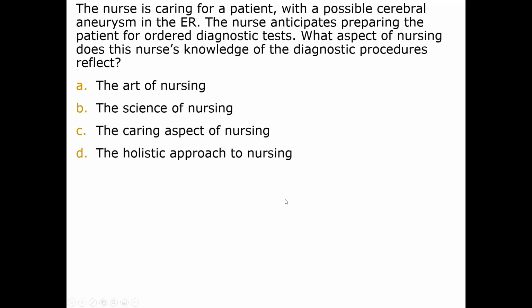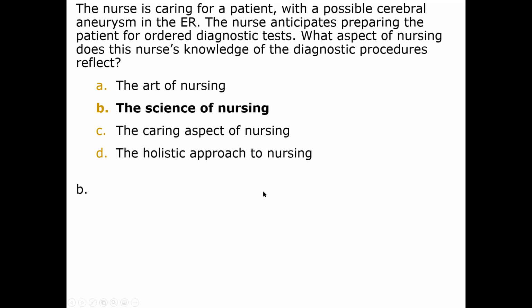The nurse is caring for a patient with a possible cerebral aneurysm in the ER. The nurse anticipates preparing the patient for ordered diagnostic tests. What aspect of the nursing process does this nurse's knowledge of the diagnostic procedure reflect? B. Okay, B, the diagnostic portion.